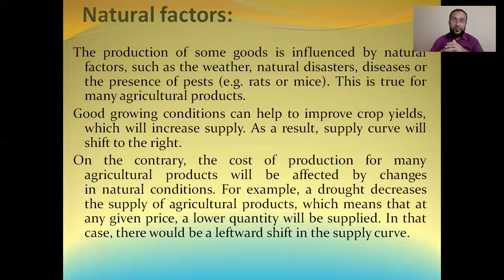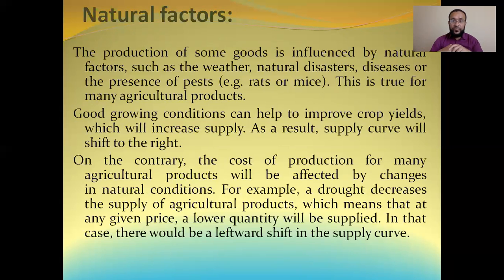weather condition is favorable for the farms, then they can produce more. So the supply curve will shift to the right. Okay. Good growing conditions can help to improve crop yields, which will increase the supply. As a result, the supply curve will shift to the right. So that means the favorable conditions: if weather is good, there is no natural disaster, there is no disease, there is no presence of pests. In that case, overall condition is favorable for agricultural production. Then production will increase, so the supply curve will shift to the right.